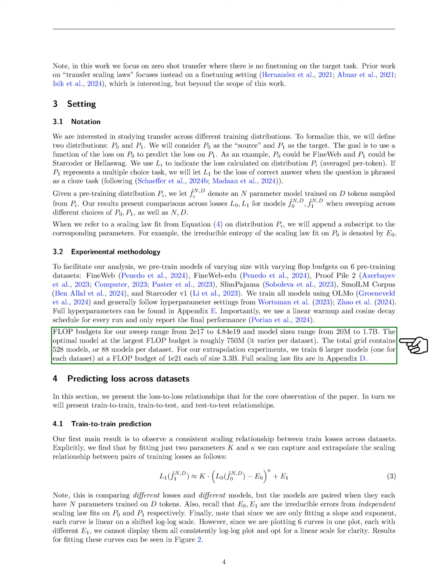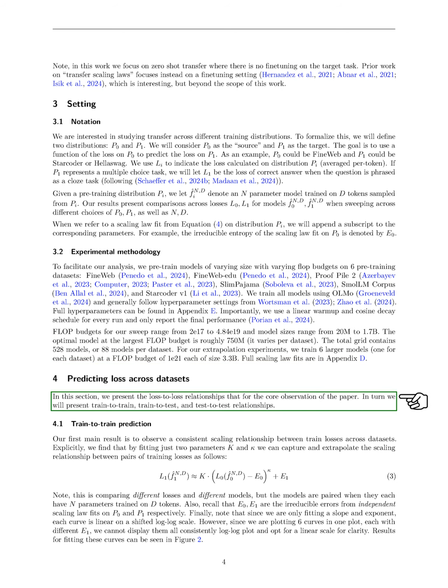Our FLOP budgets range from 2E17 to 4.84 times 10 to the 19, with model sizes from 20 million to 1.7 billion parameters. The best model at the largest FLOP budget is approximately 750 million parameters, varying by dataset. Overall, we have a total of 528 models, averaging 88 per dataset. For our extrapolation experiments, we train 6 larger models, one for each dataset, each with a FLOP budget of 1E21 and a size of 3.3 billion.